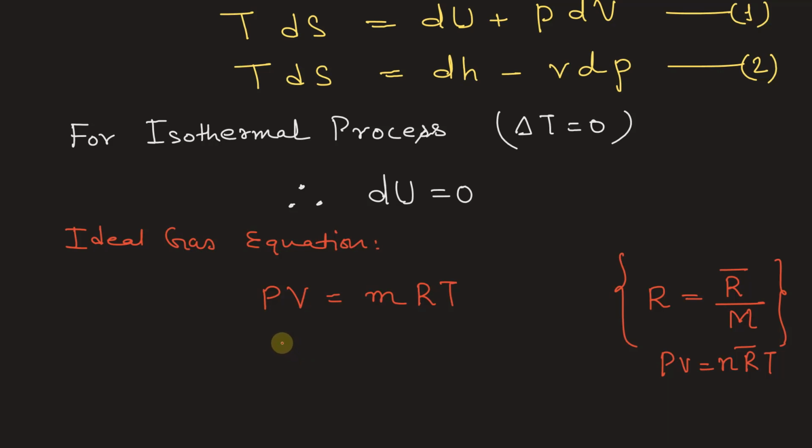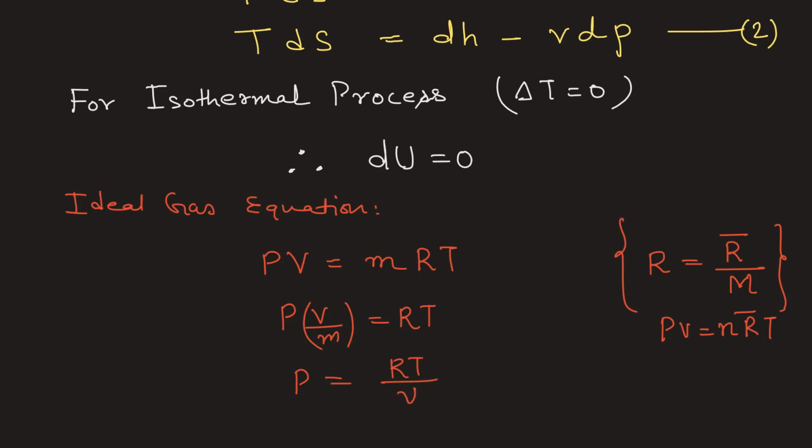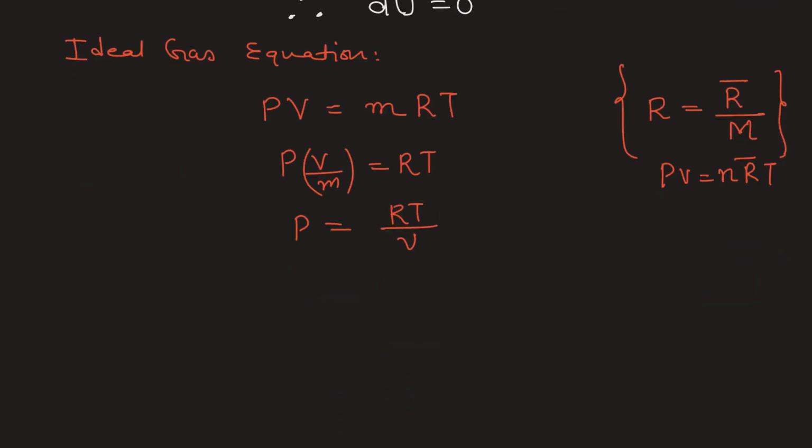Now we can also write it as PV upon m is equal to RT. This is the specific volume, that is volume per unit mass, so I'll write it as small v, P v is equal to RT. Okay. Now let's move ahead.